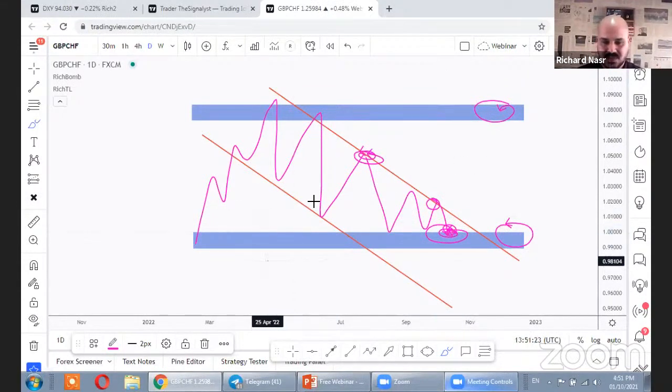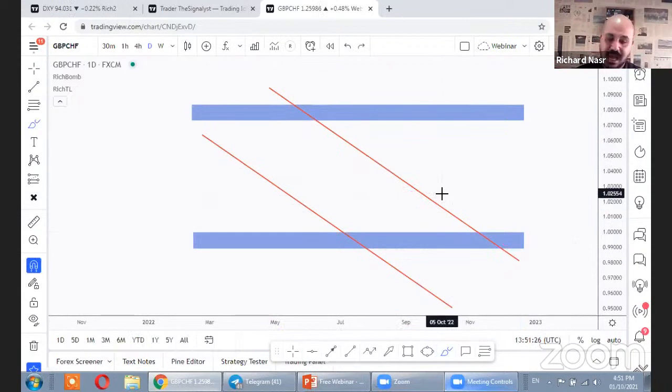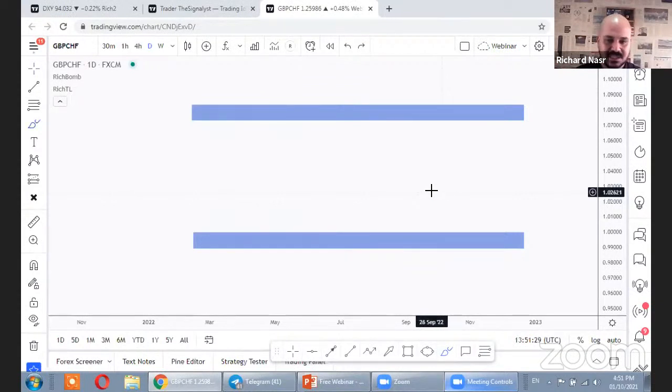And of course, vice versa, in case we have a rising channel and the price is overall up. Okay, so let's take one more question.